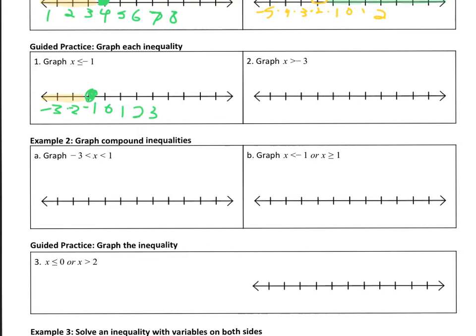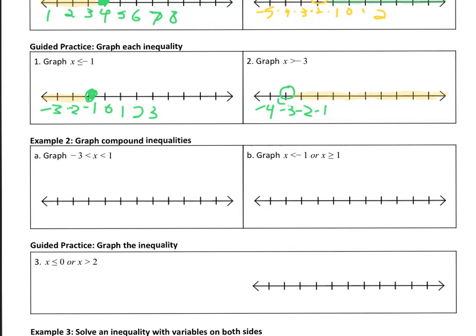X is greater than -3. So I'm going to go -4, -3, -2, -1. I'm going to graph an open circle at -3. As open as I can make it, a little bit better. Open circle at -3. There we go. And then I'm going to shade to the right.